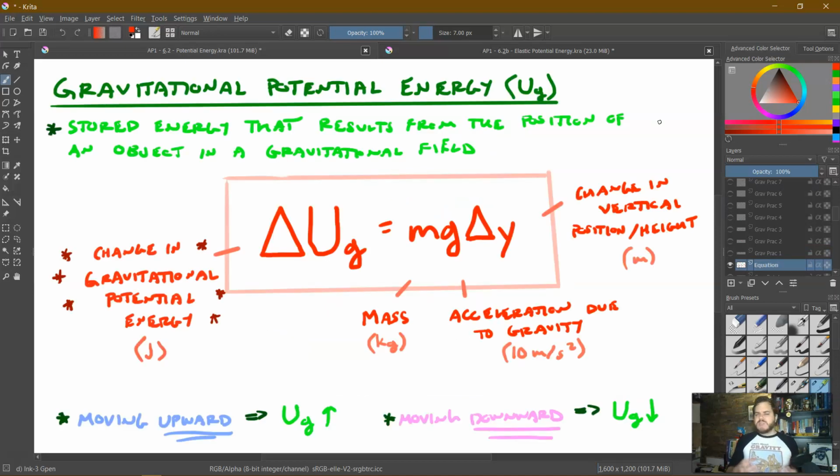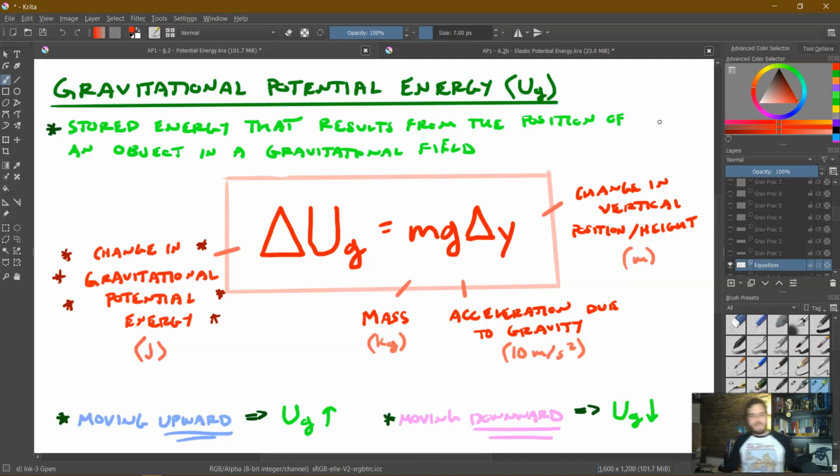So the gravitational potential energy, or UG, is the stored energy that results from the position of an object in a gravitational field. So in other words, if I have an object in a gravitational field of another object, the system will have gravitational potential energy. If I change its position in that gravitational field, specifically, if I change the distance between it and the object generating the field, well, then we are going to be storing gravitational potential energy.